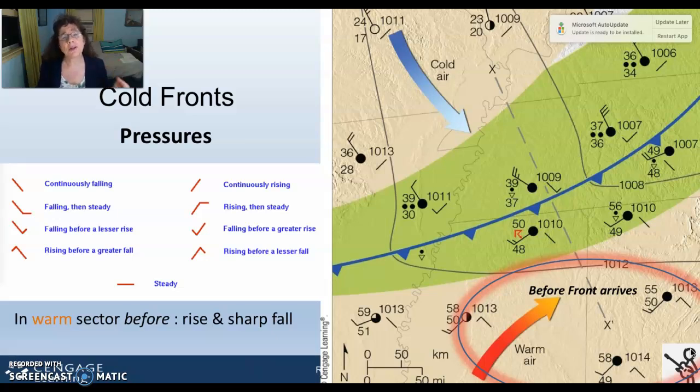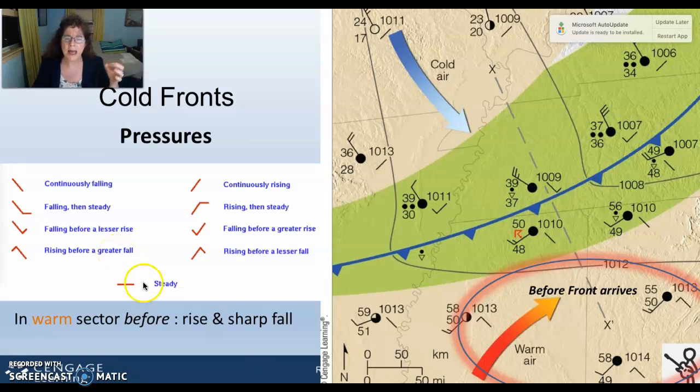The first thing we're going to look at is the pressures that are on it. What you're looking for is a pressure trend, because the pressure trend will tell you a lot about where the front is. And what I see here, while Banjo Guy is waiting for the front to come at him, before the front arrives, is an increase in pressure and then a real steep decrease in pressure, similar to rising before a greater fall.